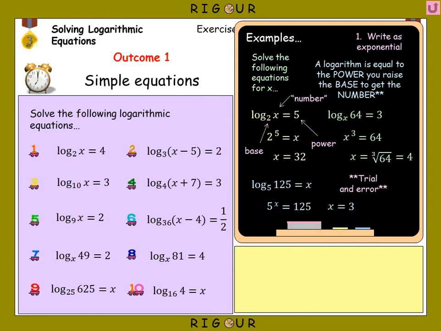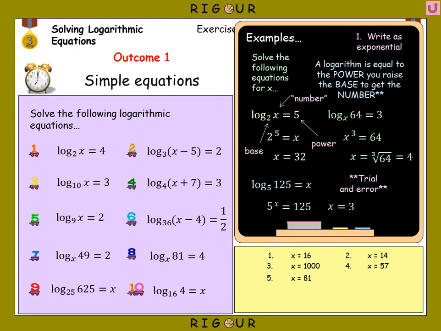So number 1, 2 to the power of 4 is x, so x is 16. Number 2, 3 squared is x minus 5, so we've got 9 equals x minus 5, and then add 5 to both sides, we get x equals 14. So number 3, 10 cubed is x, so x is 1000. Number 4, 4 cubed is 64, and then we take away 7 from both sides to get 57. So number 5, 9 squared is x, so x is 81.